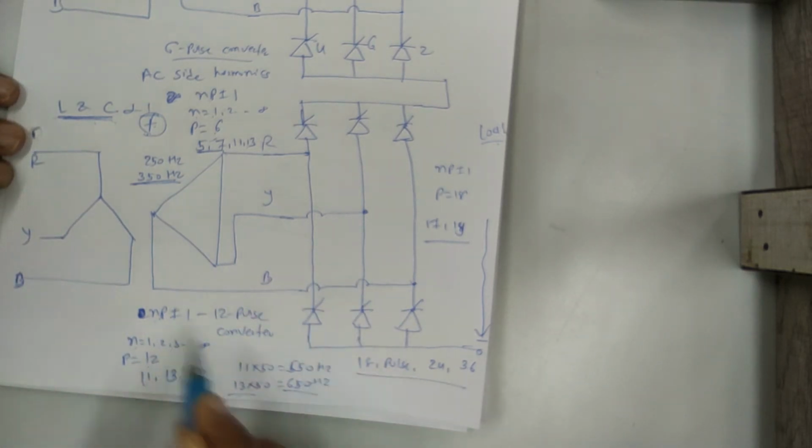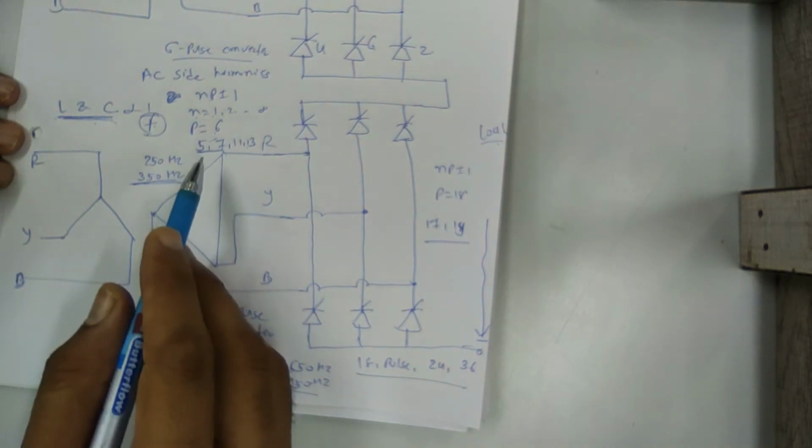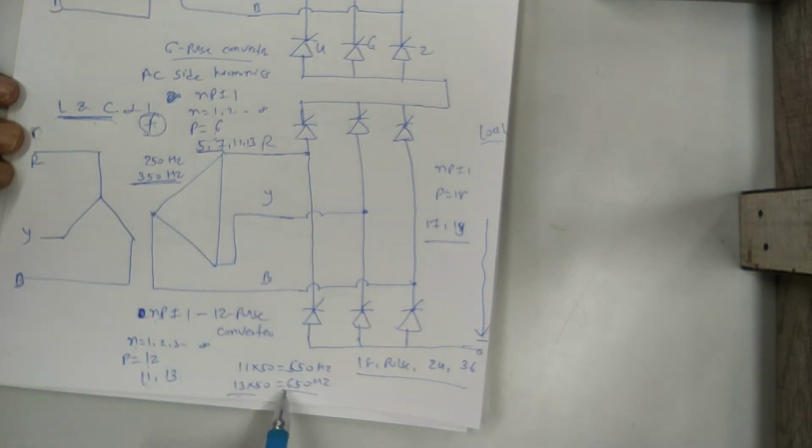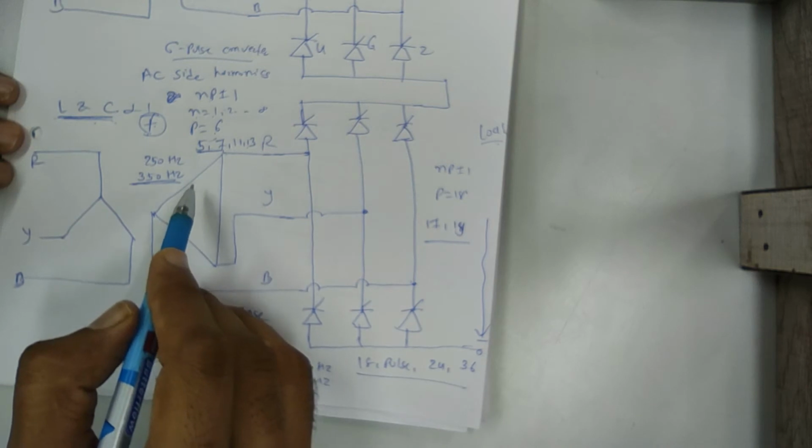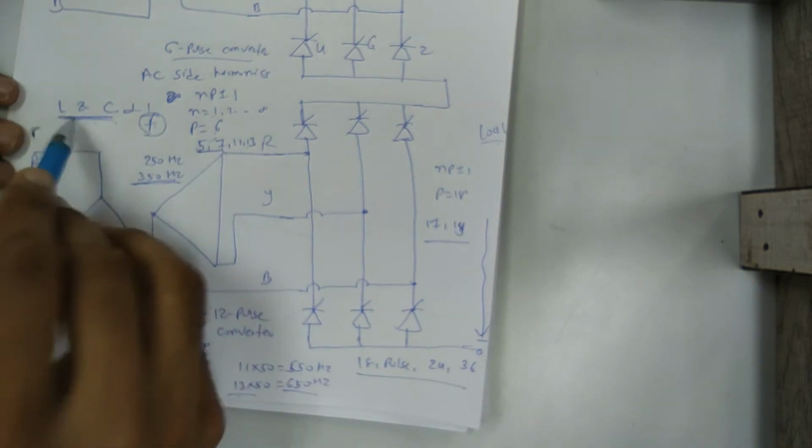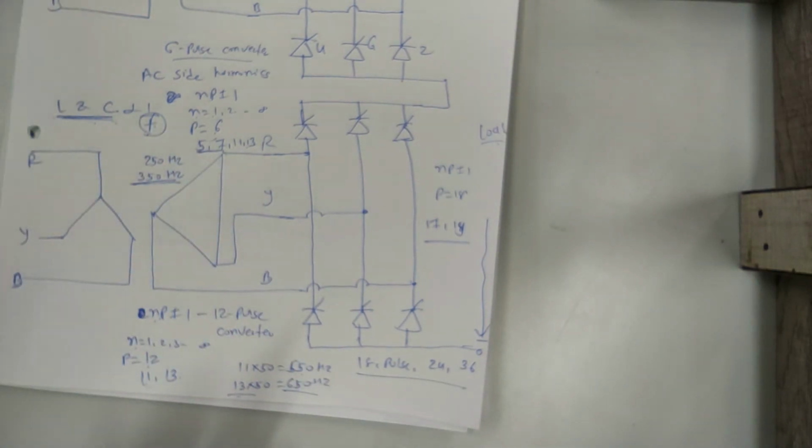Clear? So in the 12 pulse converter also the dominant harmonic frequency is more as compared to the 6 pulse. So again you require a small size of filter. So it is cost effective.